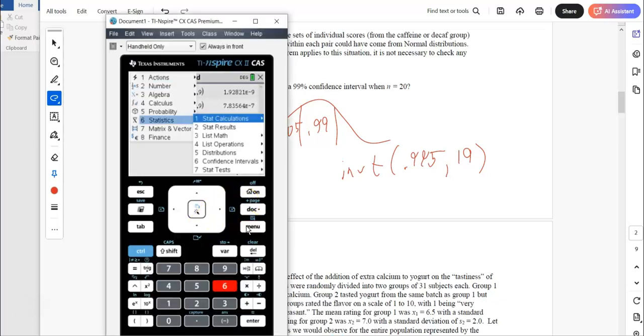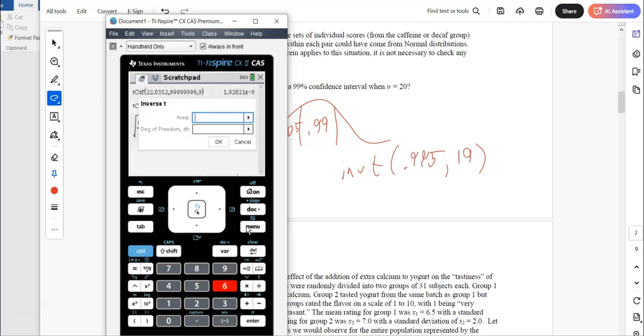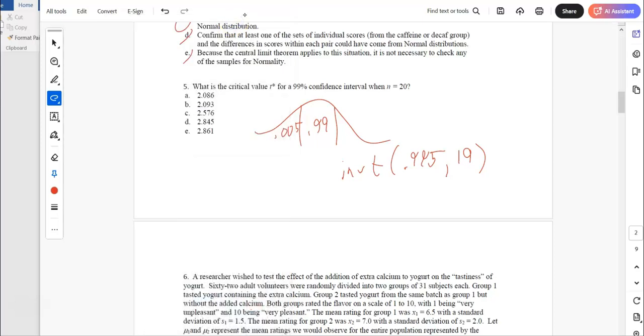Menu 6, 5, I'm guessing, inverse T is 6, area 0.995, and degrees of freedom 19. It's 2.86, 2.86. There you go.